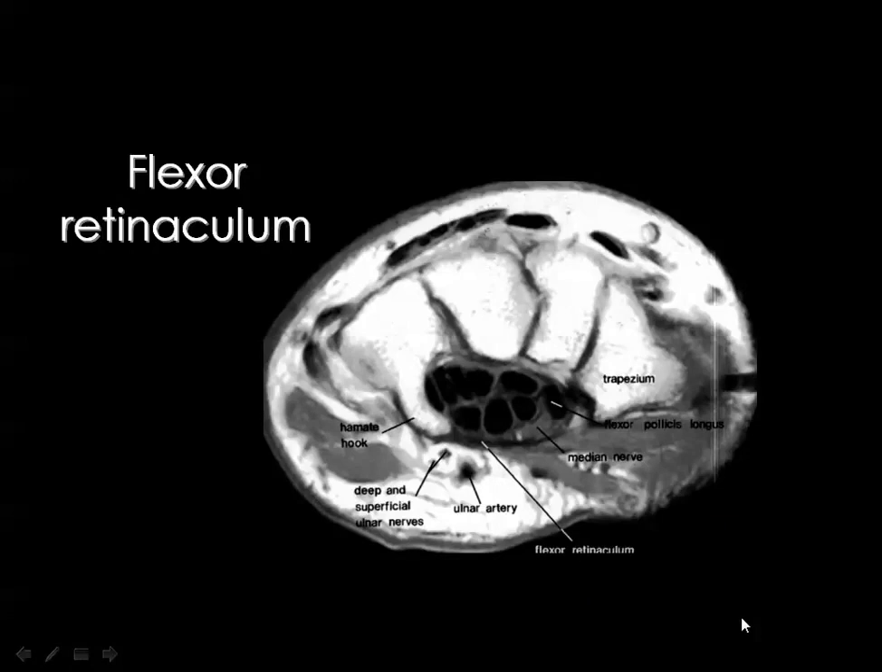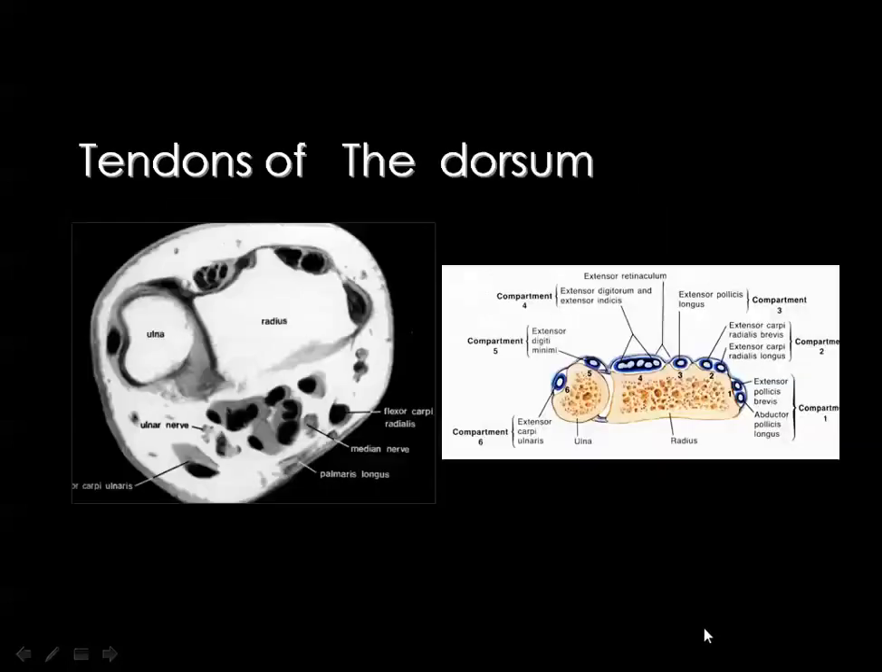And you remember, this is the trapezium, trapezoid, capitate, hamate. And this is the hook of the hamate. This is the tubercle of the trapezium. And this is the flexor retinaculum, which is stretched between the tubercle of the trapezium and the hook of the hamate. And you can identify the median nerve, and you can identify the flexor pollicis longus dorsal to it.